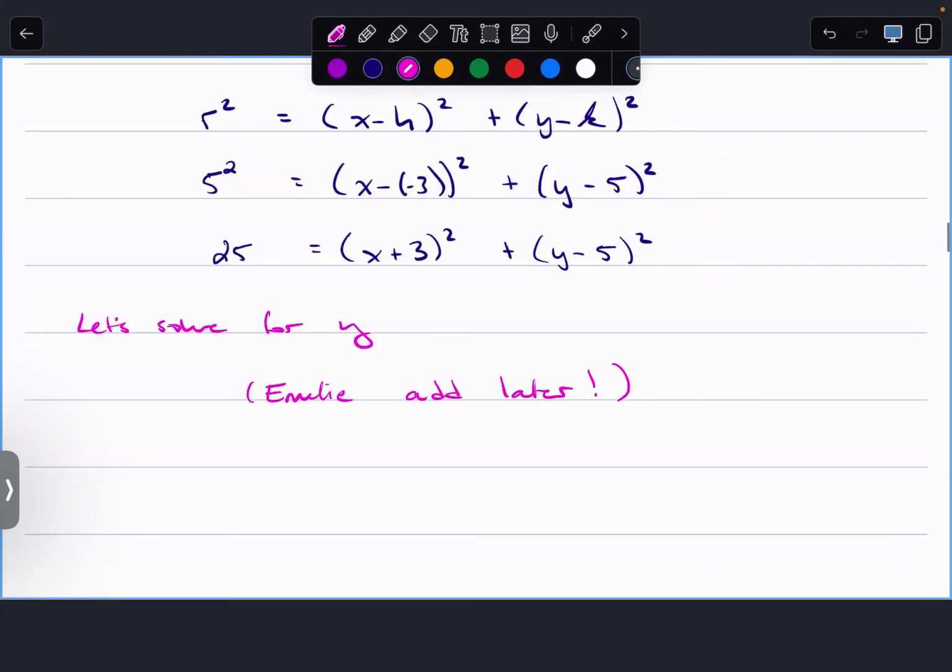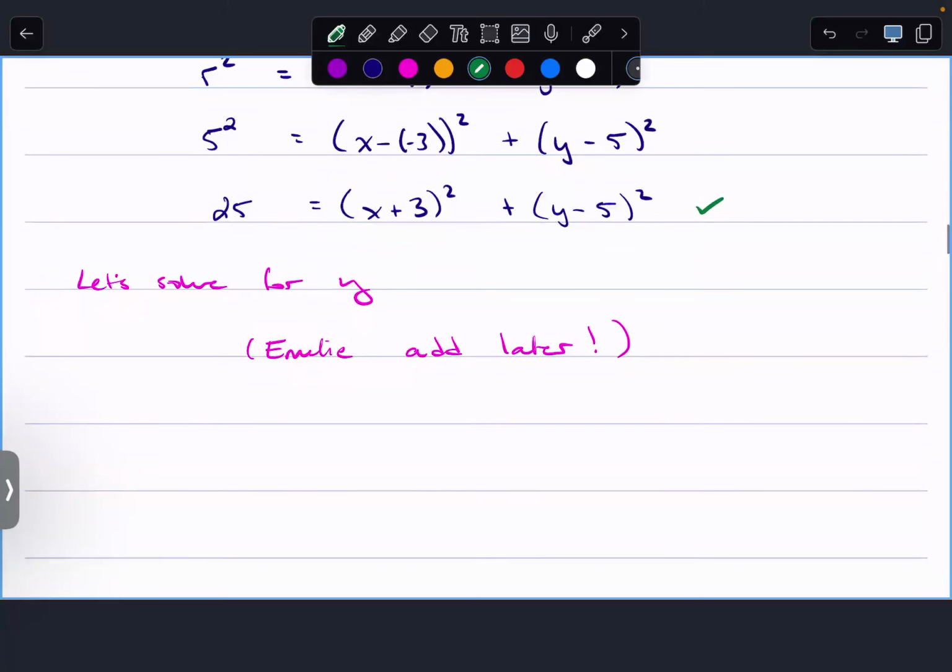Like I said, this is technically the equation for the circle. I'll put a little good job, you did it. And then it would have to say solve for Y.